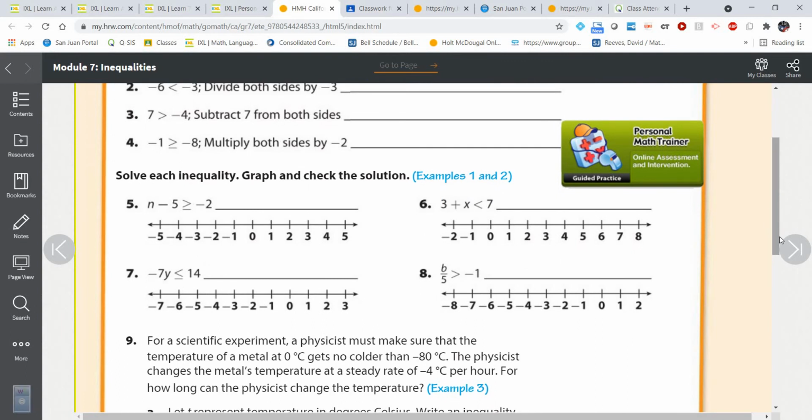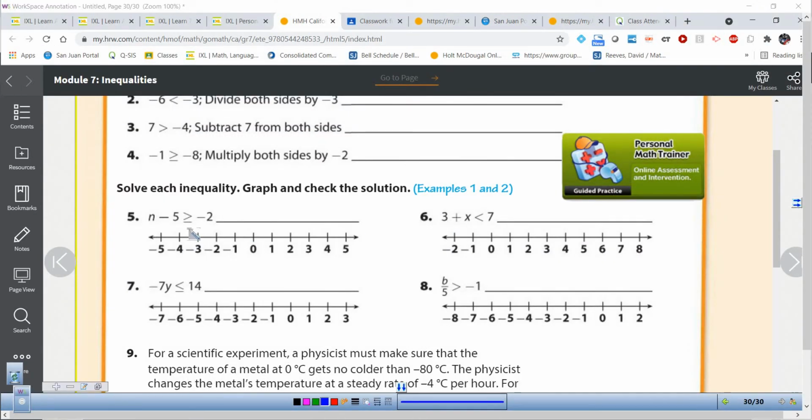Remember, when you're solving a one-step inequality, you are going to use inverse operations just like we did with one-step equations. But we do have to remember, if we multiply or divide by a negative, we do have to reverse the inequality sign.